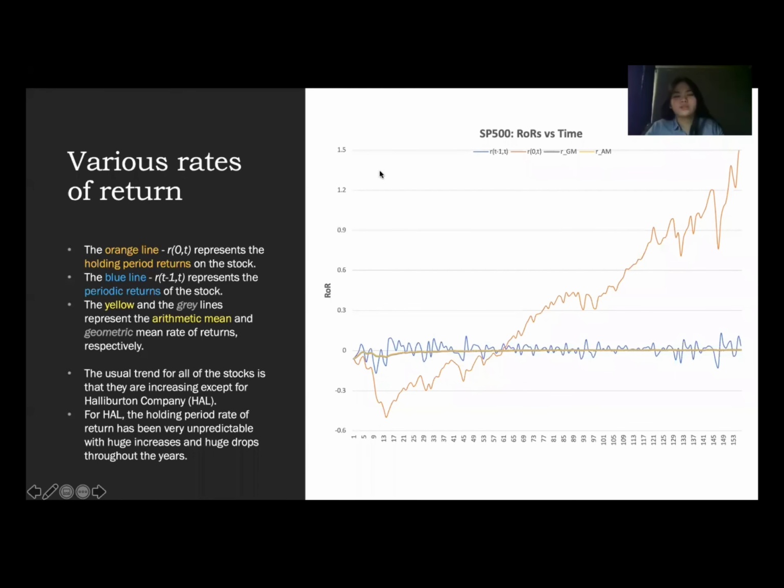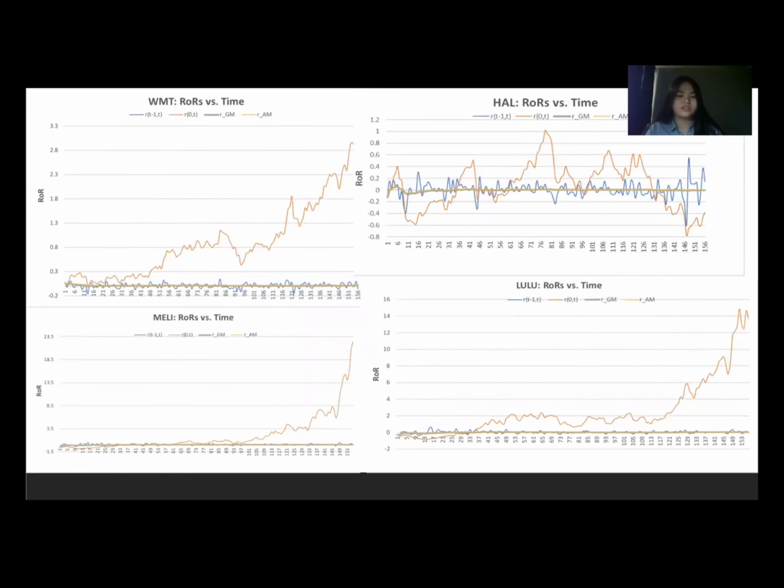The rate of return versus time graphs represent the various rates of returns for the 4 stocks and the S&P 500. In each graph, the orange line, which goes from the period 0 to time t, represents the holding period returns, which shows the returns from the stock from 2008 to a given year on a monthly basis. The blue line, which is the returns from the period t-1 to t, represents the periodic returns on the stock. The yellow and the gray lines represent both the arithmetic mean and geometric mean respectively. And as these two means are very close to each other, it cannot clearly be seen on the graph.